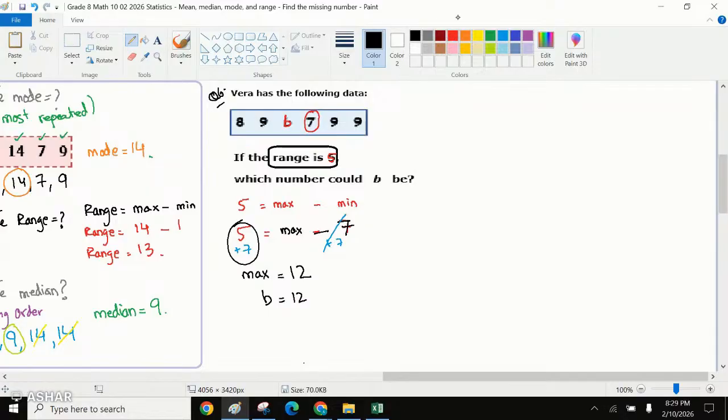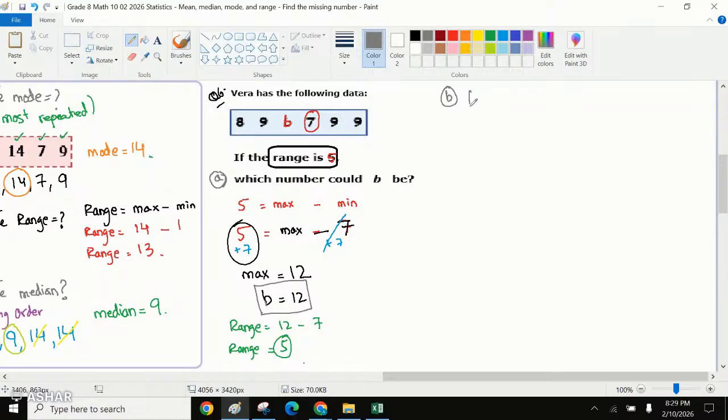If we suppose B as 12, then let's see if it proves the range. 12 minus 7, and it does prove the range. Range is still 5. Agreed? So it's an open-ended question. In an open-ended question, we can suppose the values. Let's move ahead with finding more variables in part B, once we have the value of B.